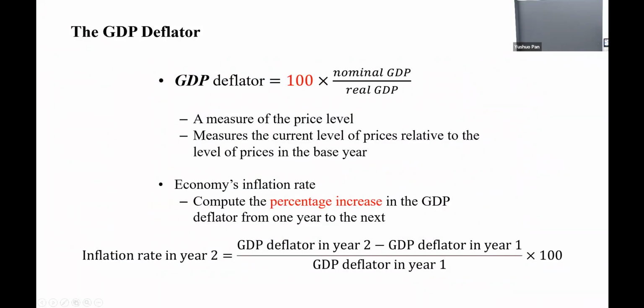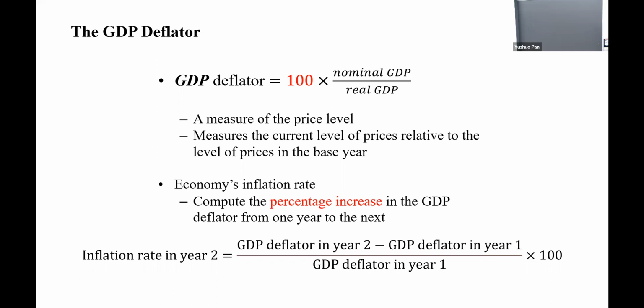GDP deflator equals nominal GDP divided by real GDP. Again, for nominal GDP we use the current price, but for real GDP we use the price in the base year. But do not forget to multiply that by 100, all right? So the GDP deflator is a measure of price level. It measures the current level of prices relative to the level of prices in the base year, because the numerator, nominal, uses the current price, and the denominator, real, uses the prices in the base year.